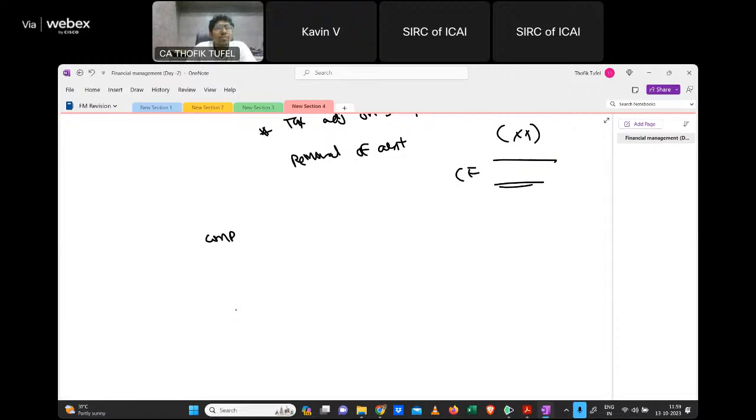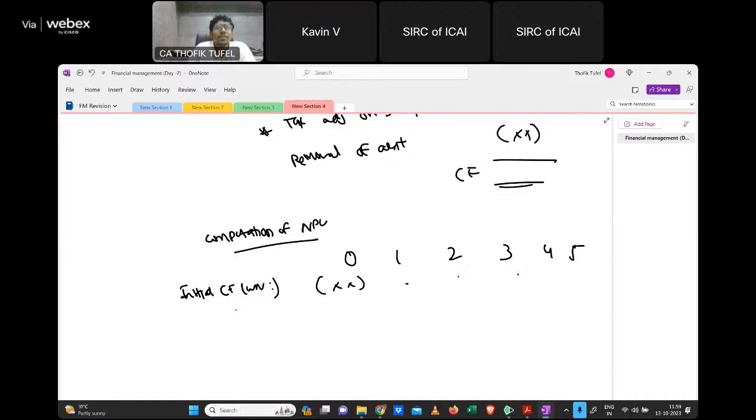Computation of NPV. And in the computation of NPV, again put 0, 1, 2, 3, 4, 5. First will be the initial cash outlay. Directly put working note number 1. Here there will be some cash outlay, say there is some amount here. Then you will have annual cash flows. Directly put working note number 2.